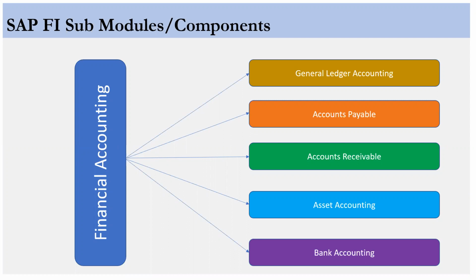So now let's start. These are the FI submodules: general ledger accounting, accounts payable, accounts receivable, asset accounting, and bank accounting. Now we can discuss each submodule in detail. Let's start.